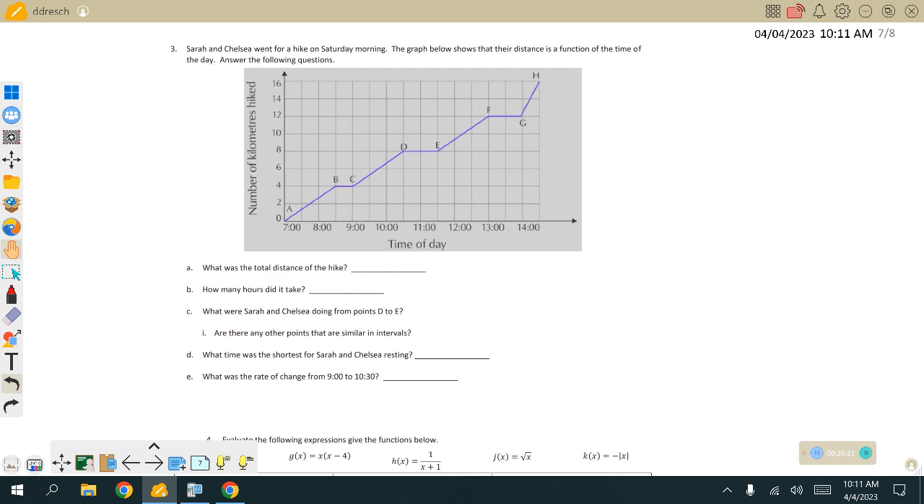Okay, read through this graph. We've got this hike going on between Sarah and Chelsea. What was the total distance of that hike as you read through there? Take a minute, read through that question. And then, how many hours did it take? What were Sarah and Chelsea doing from points D to E? Are any points similar? What was the shortest for Sarah and Chelsea? And there's that word rate of change. We'll give you a minute here on your own. And then after you answer those questions, I'll have you turn to a buddy and try a talk turn with your buddy. Do you get the same answers, yes or no?